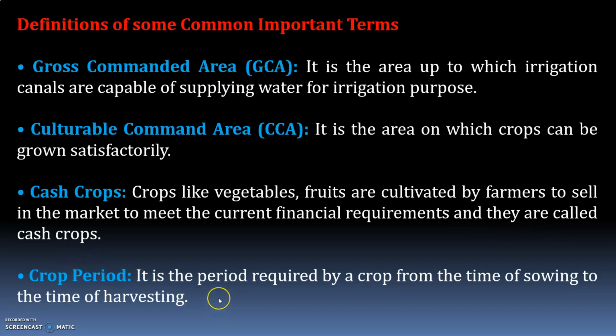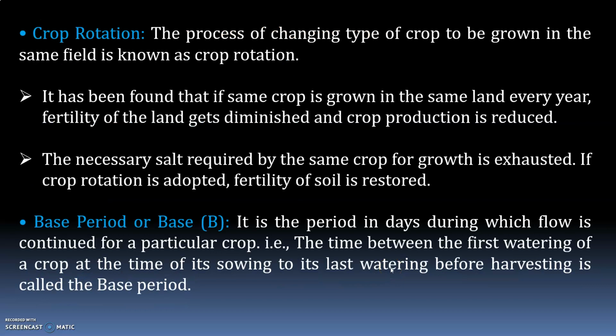Then crop period. It is the period required by a crop from the time of sowing to the time of harvesting. Then crop rotation. The process of changing type of crop to be grown in the same field is known as crop rotation. It has been found that if the same crop is grown in the same land every year, fertility of the land gets diminished and crop production is reduced. The necessary salt required by the same crop for the growth is exhausted. If crop rotation is adopted, fertility of soil is restored. So this is the advantage of crop rotation.